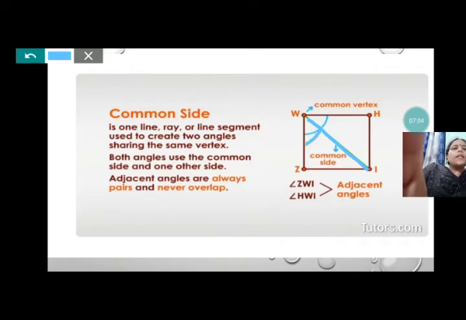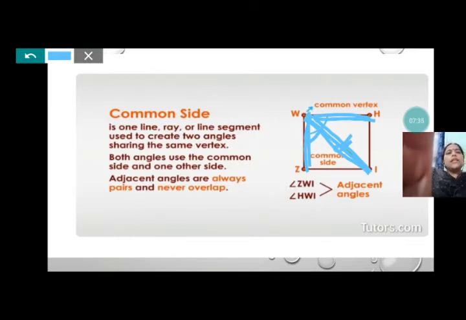So two angles are created over here, as you can see, ZWI and HWI. They use the common side, so they are using one common side over here. This common side is WI, and they have one more side each. First is WZ for this, WH for this, and they have common vertex W.